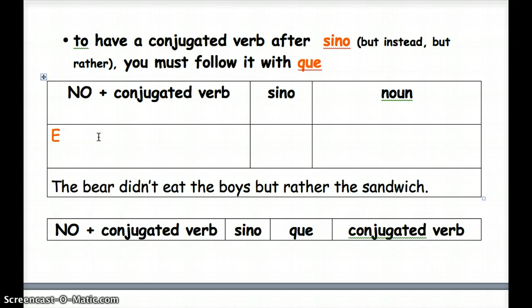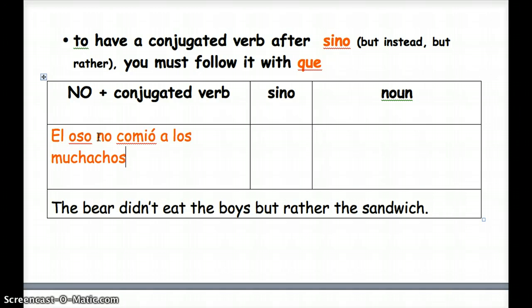El oso no comió a los muchachos, sino el sándwich. And I don't need to have a que here yet, because what follows is a noun. So when it's just but rather something, you don't need the que.